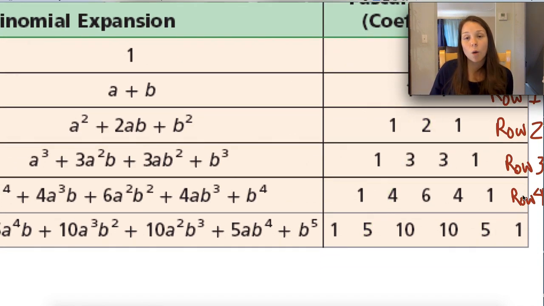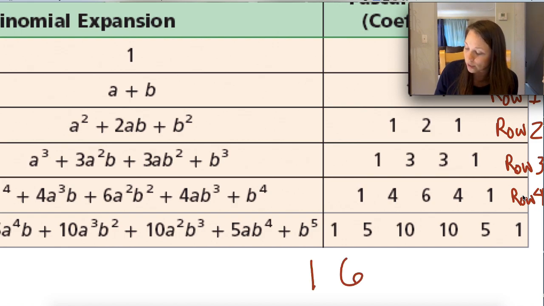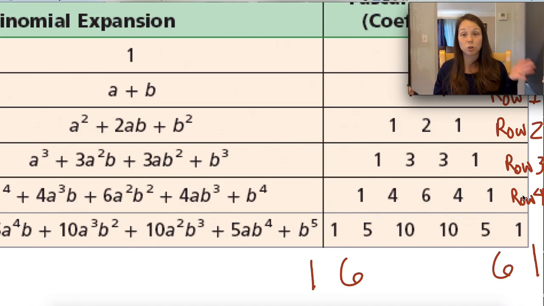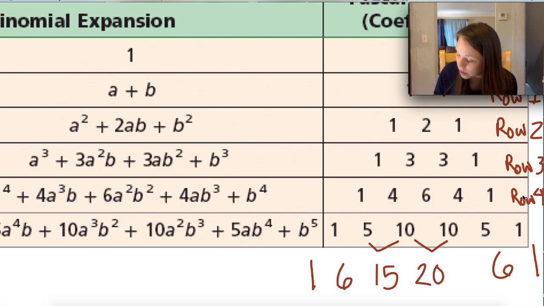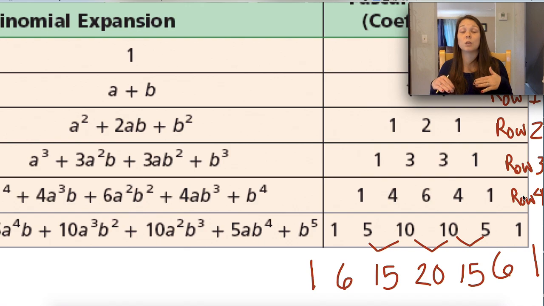If we wanted to figure out what row 6 was, we're going to start with the 1. We know a 6 is going to come after that, and it's symmetrical, right? So however it begins is also how it's going to end. If I take 5 and 10 and I add those together, I get 15, which is my next number. 10 and 10 is 20, which is the next. 10 and 5 is 15, and then comes 6 and then 1. And if we wanted to do row 7, we can continue this. And Pascal's triangle actually goes on infinitely.